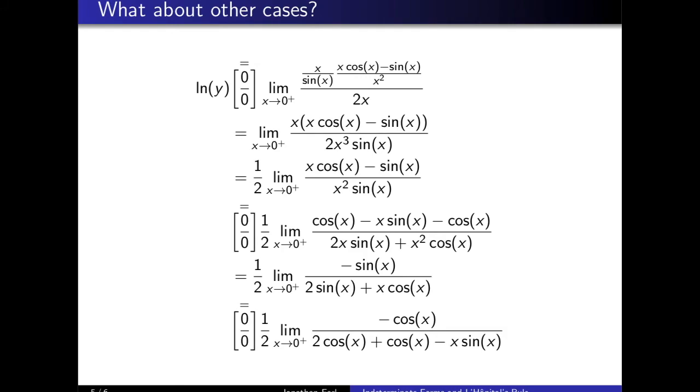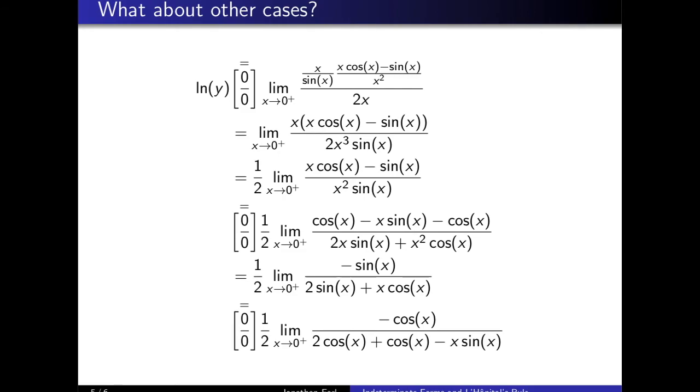Okay, so then what we could do is just turn our 3-story equation into a 2-story equation and simplify it a little bit to get 1/2 times the limit as x goes to 0 from the right of x cosine of x minus sine of x all over x squared sine of x. And we could easily see that we're still in 0 over 0 form. Our numerator and denominator are both going off to 0, so we have to apply L'Hopital's rule again in this case.